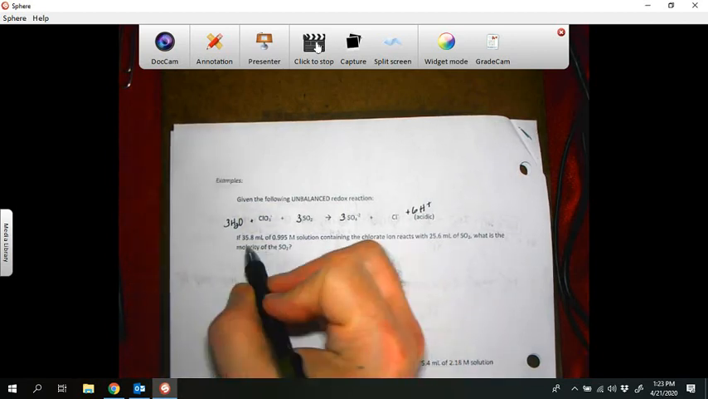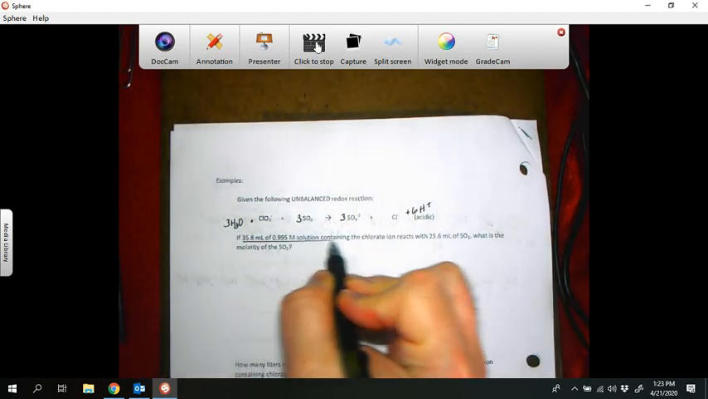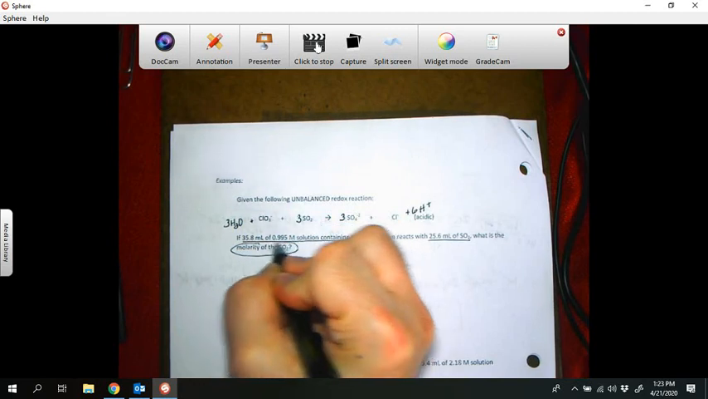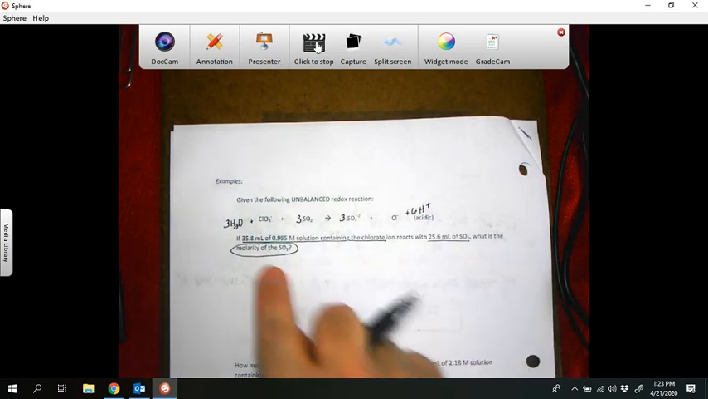Now, our first problem says that 35.8 milliliters of a 0.995 molar solution containing a chlorate ion reacts with 25.6 milliliters of SO2. What is the molarity of the SO2? So we are starting with this, and this. What is the molarity of the SO2? We know how many milliliters of SO2 we have, and we're going to solve for molarity.